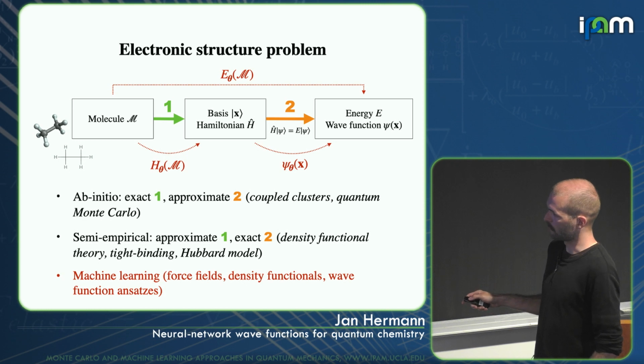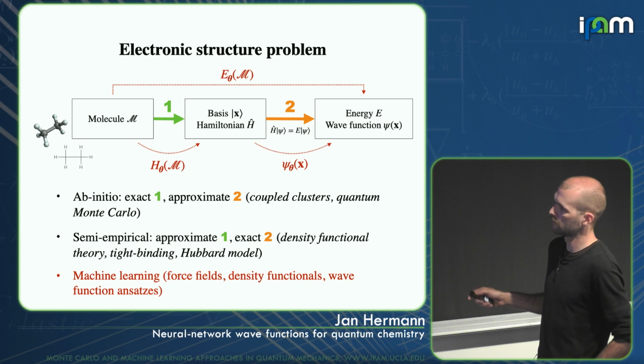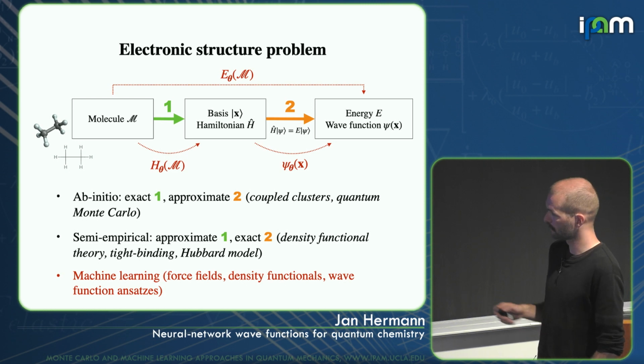And so in this setup, you don't really have any sort of physical guiding principle, right? Because these are effective Hamiltonians that you're learning. And so you need to typically resort to regular supervised machine learning. And then there's this third approach where you try to solve this other step.